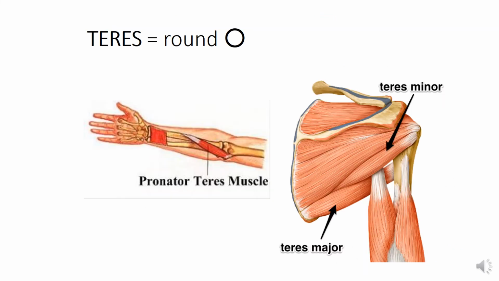So teres means round. So teres minor and teres major. These are the muscles you are familiar with and you have studied them. These are the rounded muscles, a larger one and a smaller one, so named accordingly. And here again a muscle in the forearm which is known as pronator teres. It is a rounded muscle and it is causing pronation. Pronation is the movement of the forearm and hand, and this muscle is causing this movement and it is a rounded muscle. So the name is given pronator teres.